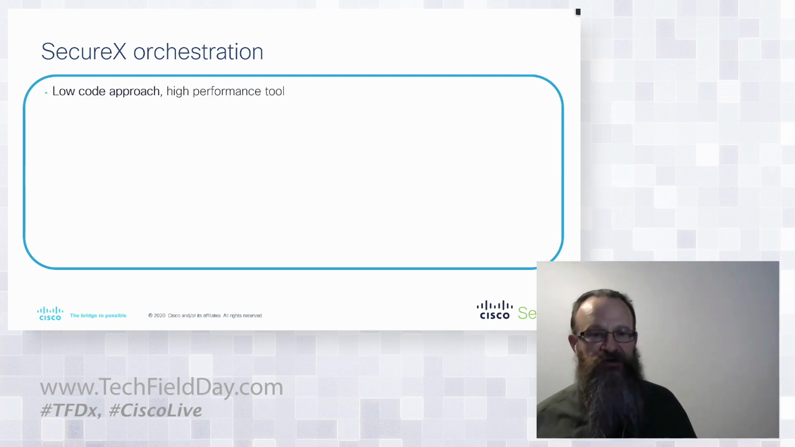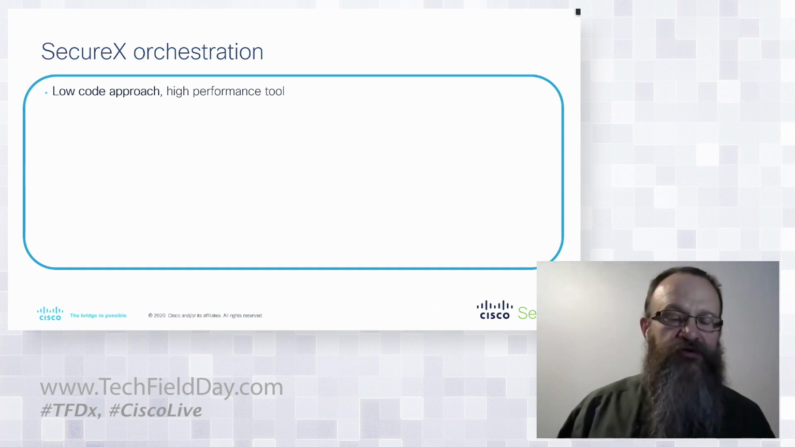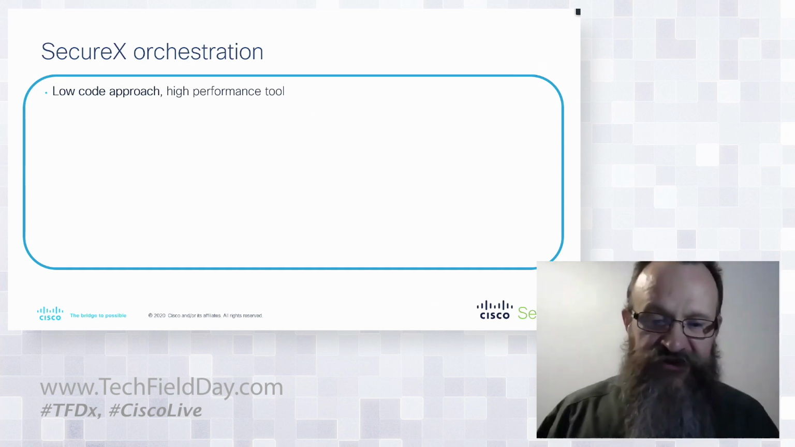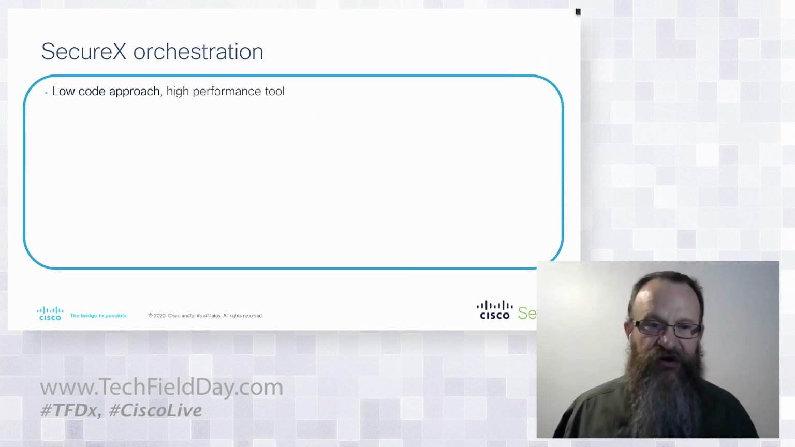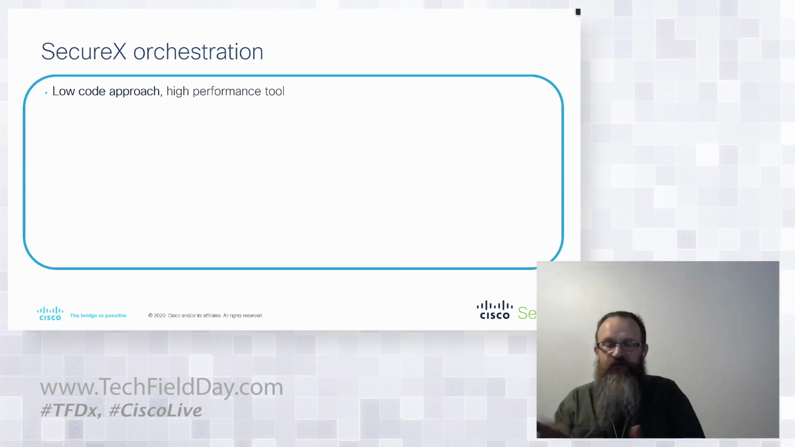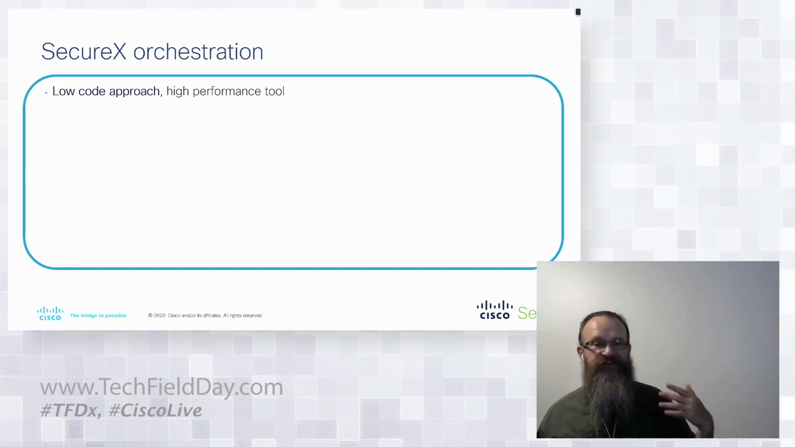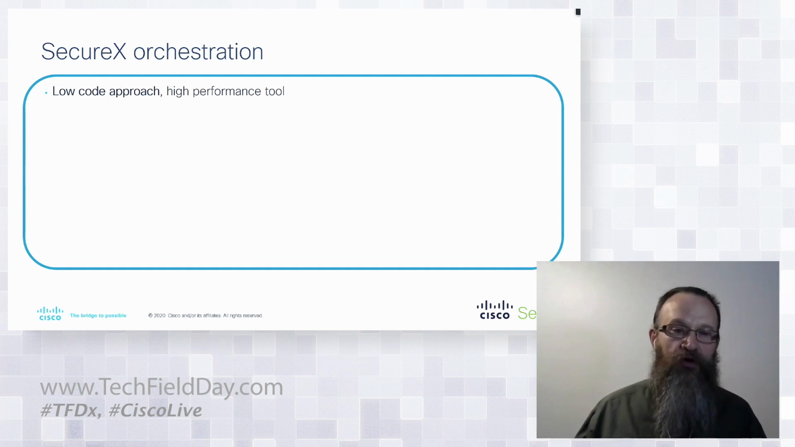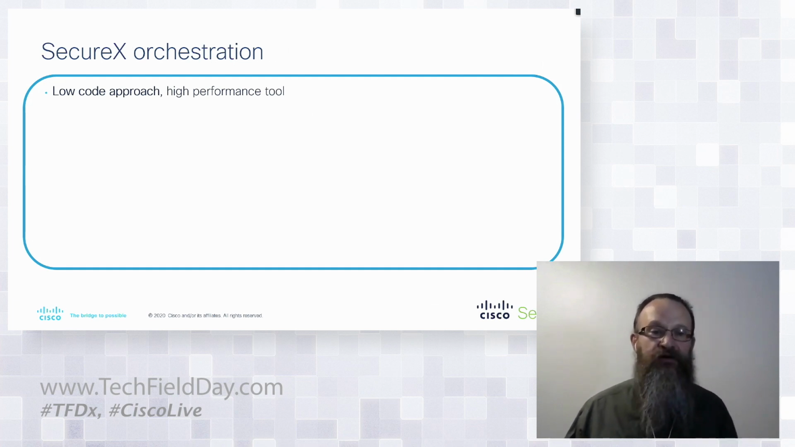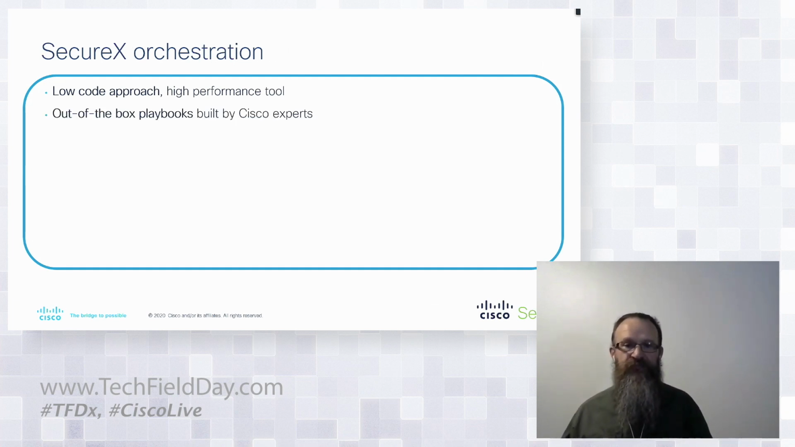So what are the benefits of orchestration? Well, we've got a low-code approach. You're not a talented developer. You don't have a dedicated developer in your SOC. That's okay. It's drag and drop. It's graphical. You just line up the little blocks and tell it what it's going to do. It's a high-performance editing tool, but there's very little to no programming experience required. It's all visual. It's going to come with out-of-the-box playbooks already built by Cisco. So there's going to be a number of these workflows that you don't have to build.